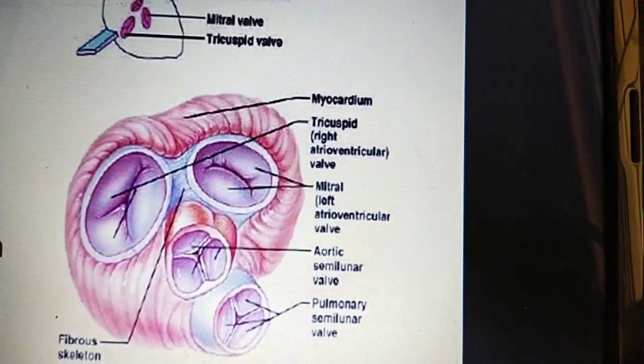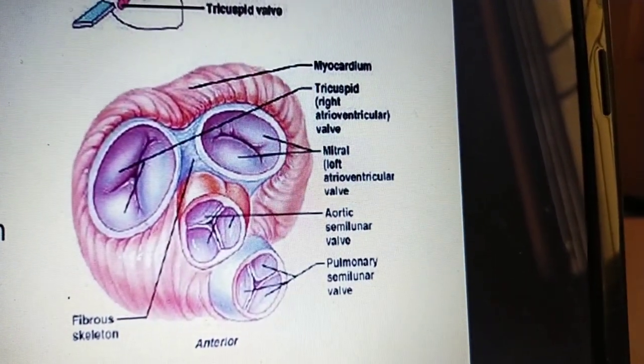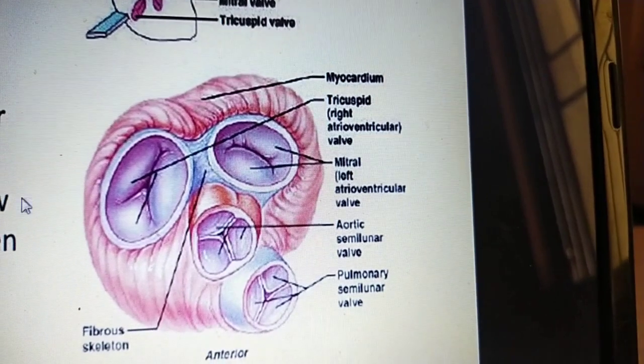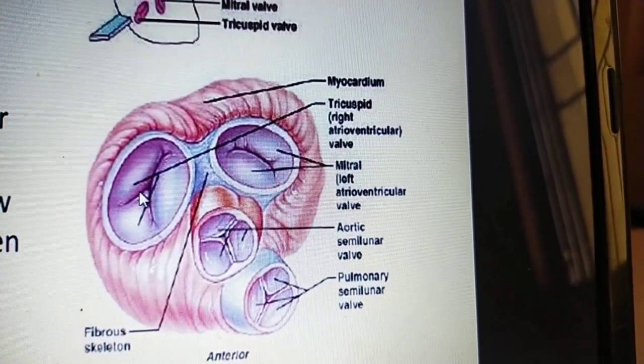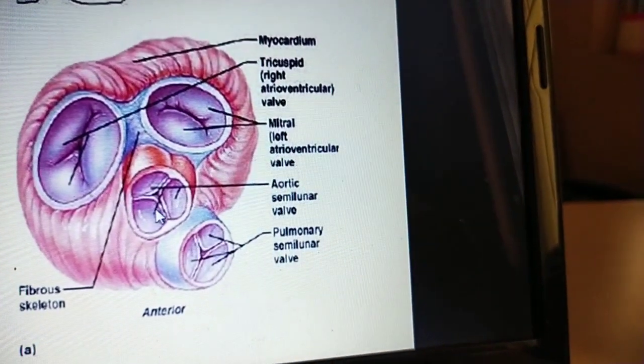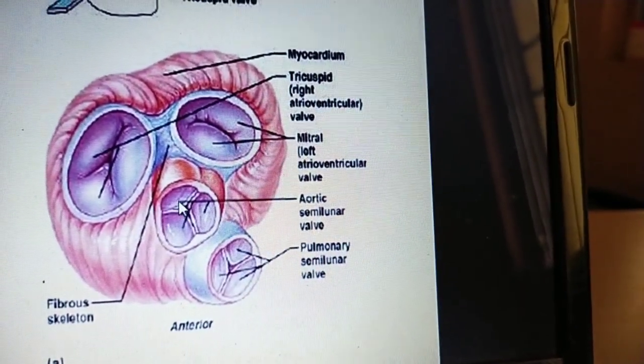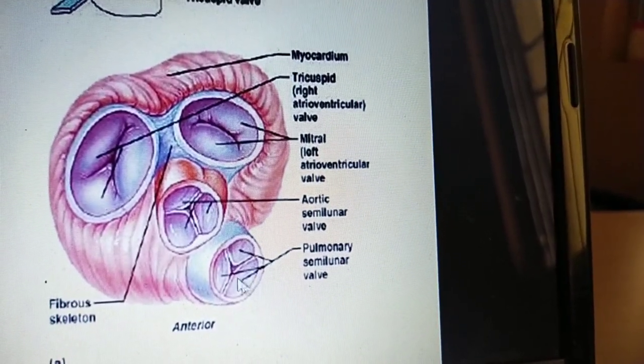You can see in this picture clearly. This is the right atrioventricular valve. It has 3 cusps: 1, 2, 3. You can see here these are the semilunar valves. This also has 3 cusps: 1, 2, 3.